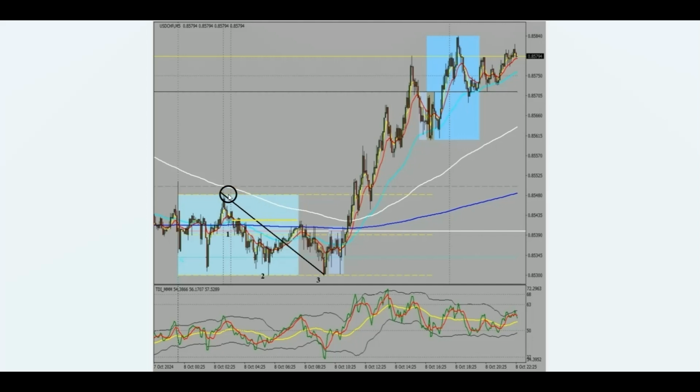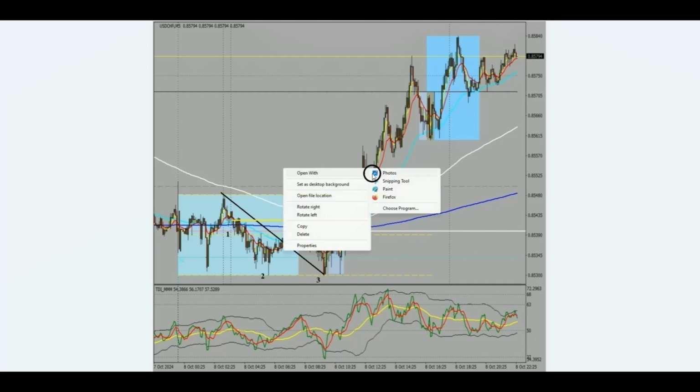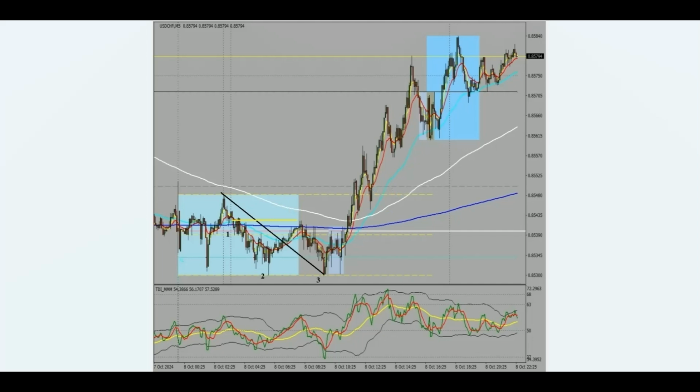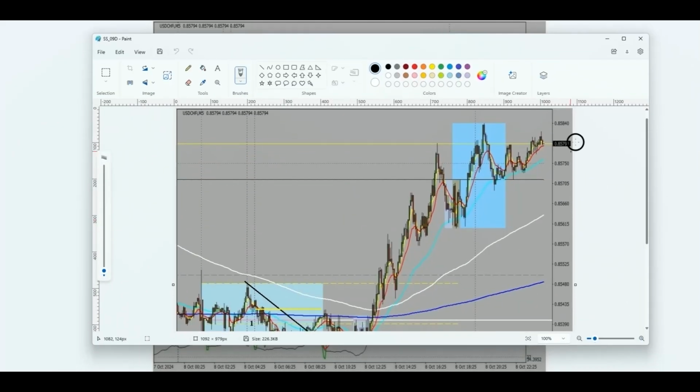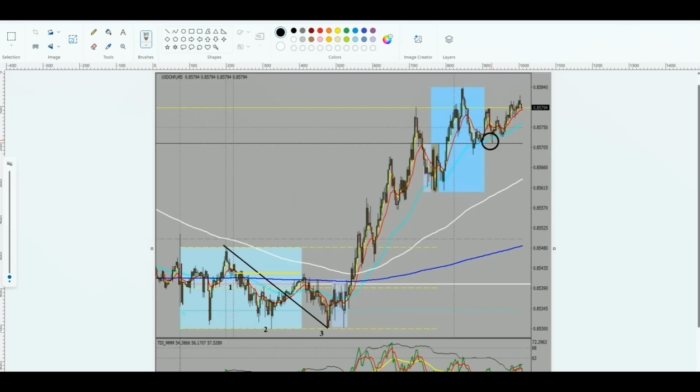Okay, and look at what they did here. Let me see if I can get this one right. Oh, let me see here. Open with paint. Here it is. Let's see here.